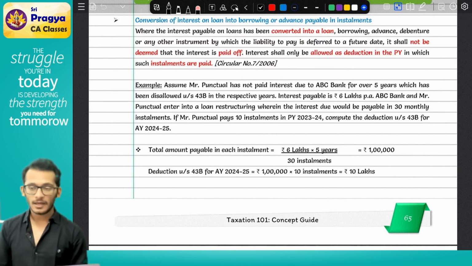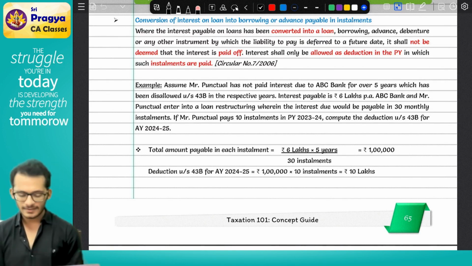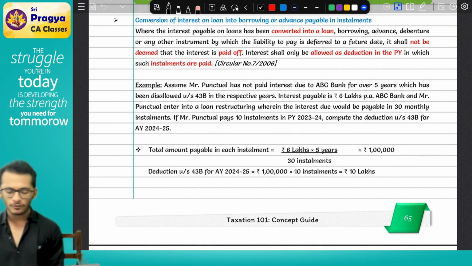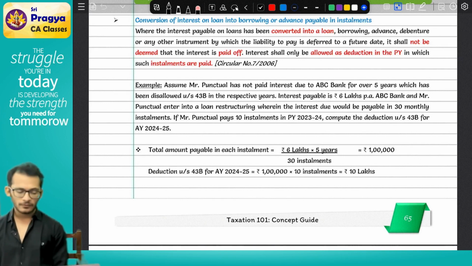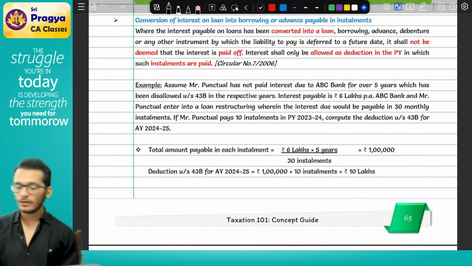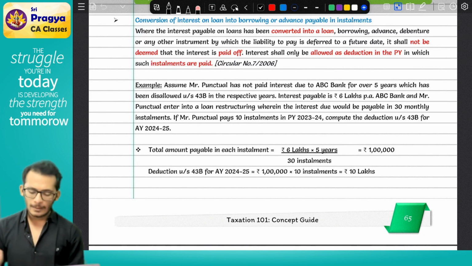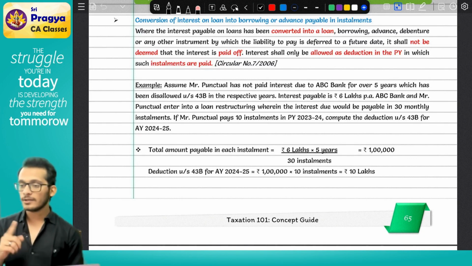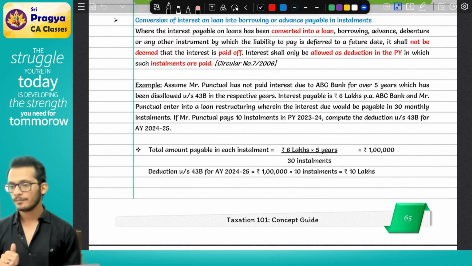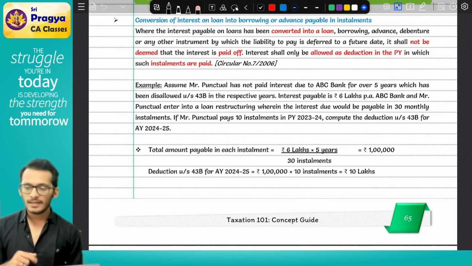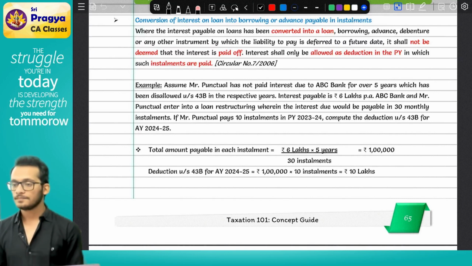I am talking about the converted loan. Look at the example. Example says, assuming Mr. Punctual has not paid interest due to ABC Bank for over 5 years, which has been disallowed in 43B in the respective years. So for the last 5 years, I have not paid the interest. The interest payable is 6 lakh per annum, which means totally how much have I not paid? I have not paid 30 lakhs. This 30 lakhs was allowed, not allowed?